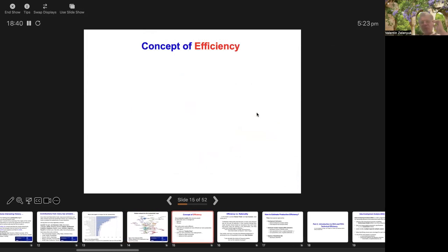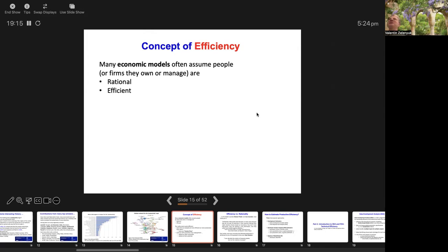Now let's talk about the concept of efficiency. So far, we mainly talked about productivity, but then distinguished a special case of it, which is called productive efficiency. Okay, and let's talk about how this concept of efficiency is related to the concept of rationality. Like we know that in economics, most models assume that firms or the people that operate those firms are rational. And as a result, they are presumed to be efficient.